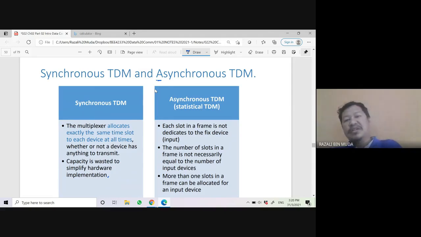So for asynchronous TDM, each slot in the frame is not dedicated to a fixed device. The number of slots in a frame is not necessarily equal to the number of input devices. More than one slot in a frame can be allocated for an input device. So they just define the number of slots in the frame, tapi not necessarily equal to the number of input devices. Okay.